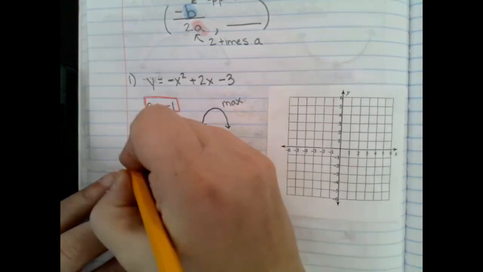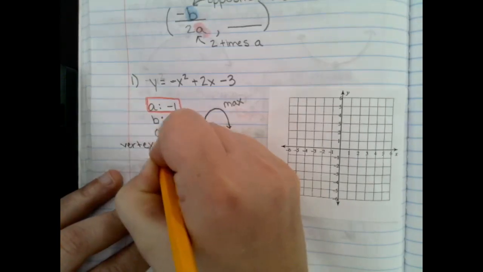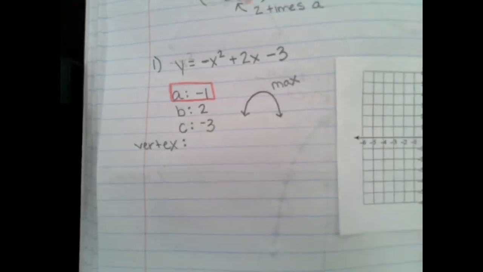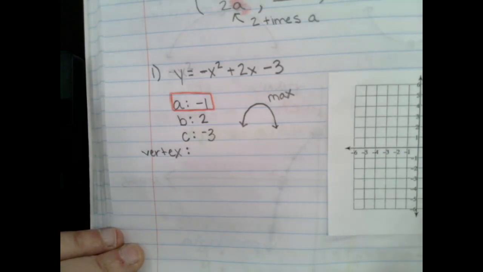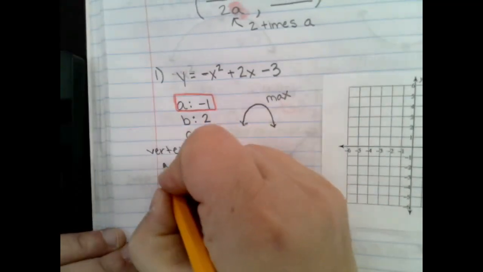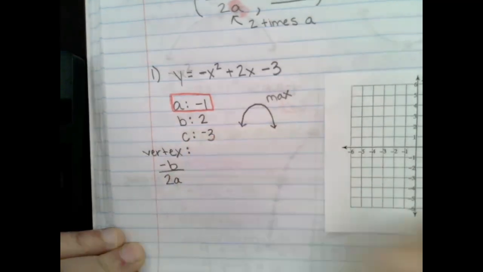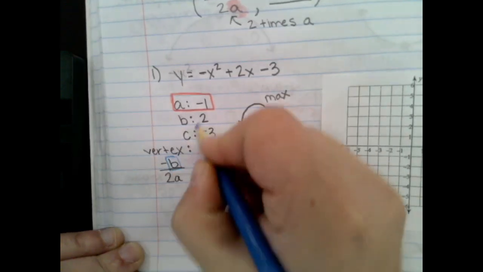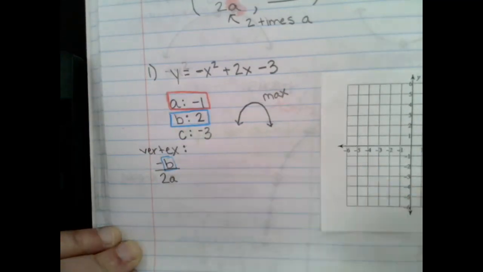All right, our next step is to find the vertex. To find our vertex, we use our formula, opposite of B over 2A. What is our B? 2. Good. And on the bottom, we need to know our A.